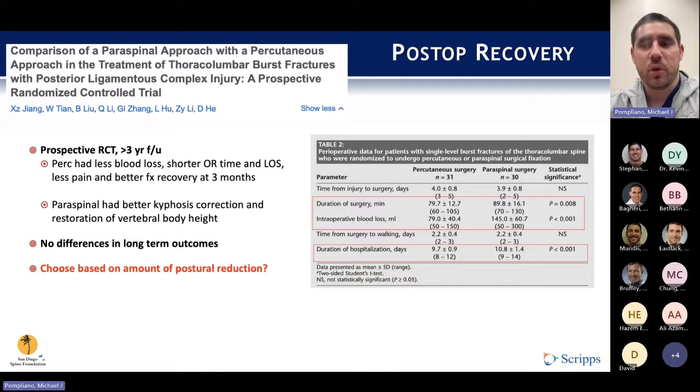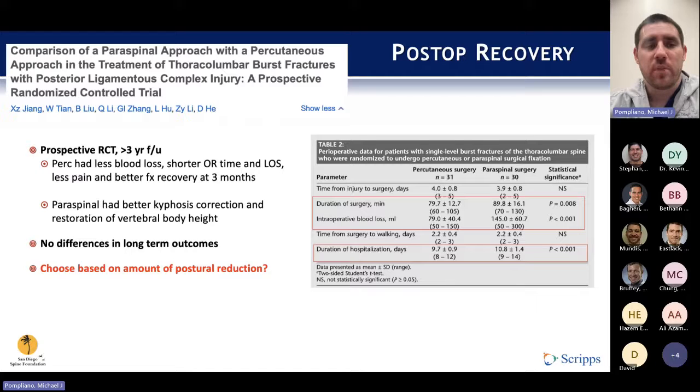With respect to postoperative recovery, this was a prospective randomized control trial with 3-year follow-up. They found that percutaneous minimally invasive had less blood loss, shorter OR time, and shorter length of stay, as well as less pain. And they actually found better functional recovery at 3 months. It's one of the studies, a lot of the studies didn't necessarily connect it to that time point in terms of functional recovery. It was more of if you have less muscle trauma, is there a theoretical benefit from that? But they were actually able to show better recovery.